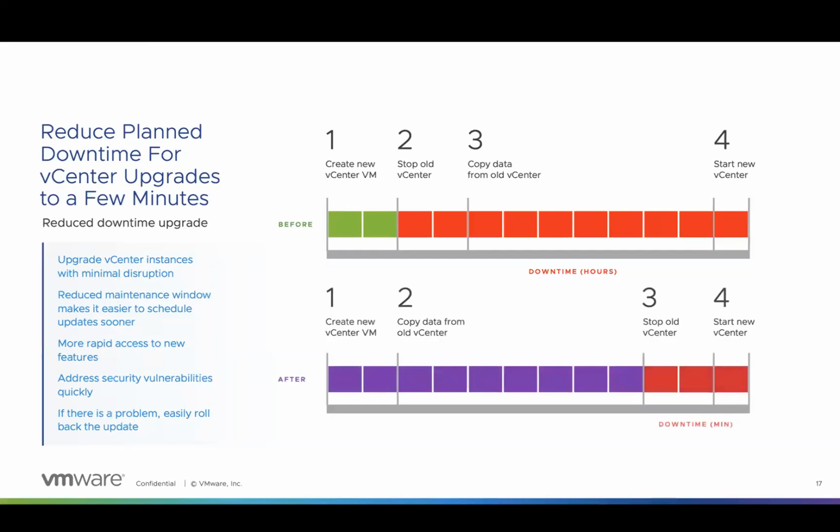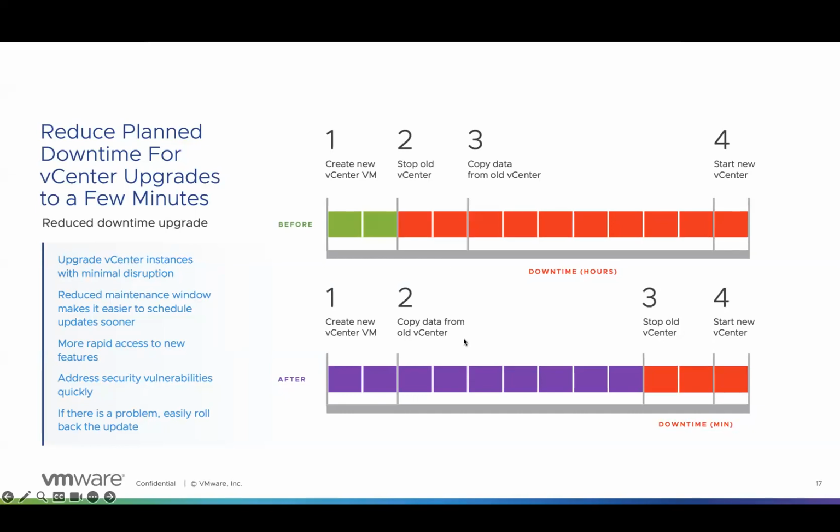So what we are saying is that we will use a migration-based upgrade policy, which will create a new vCenter VM, copy data from the old vCenter, and once all of this is done, we will stop the old vCenter and then move over to the new one. So what this does is it brings down your downtime from hours to just minutes.